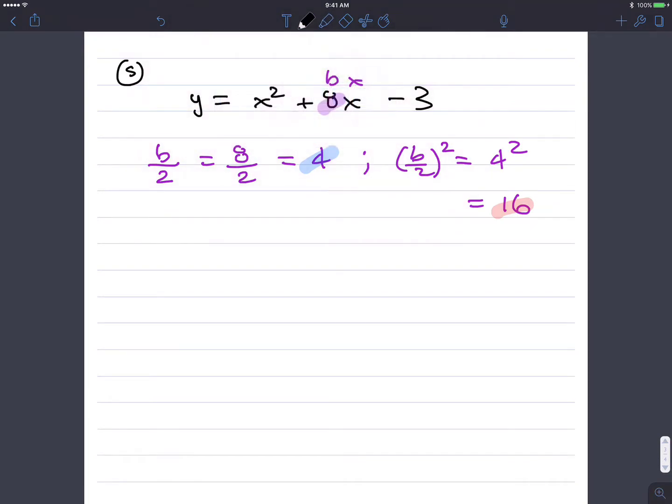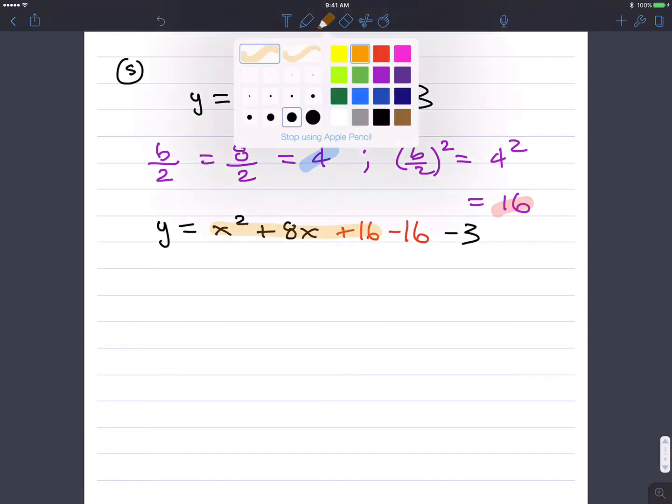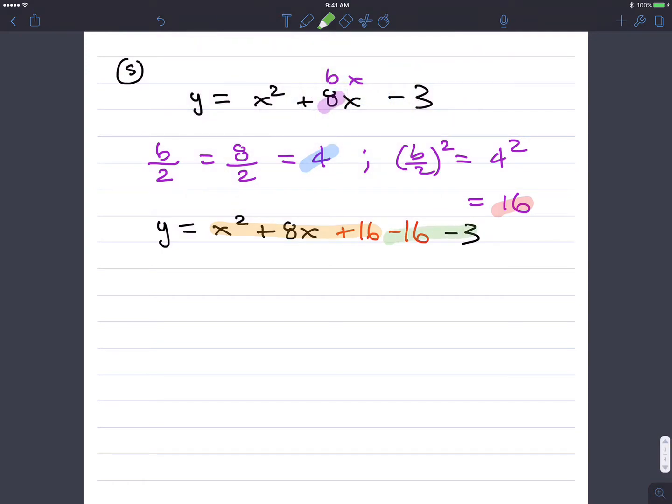Okay, here we go. Y equals, just write down the terms again, x squared plus 8x, those first 2 terms. And then we're going to add the 16, and we're going to subtract the 16, because that's really 0. And then don't forget there's really a negative 3 out here. The first 3 terms here, we factor a perfect square trinomial. The last 2 terms, we simply perform the arithmetic.